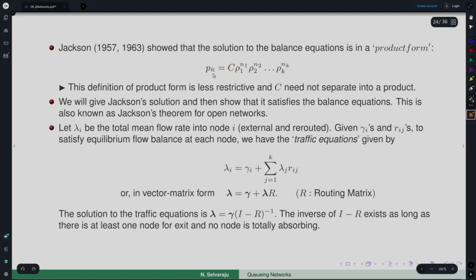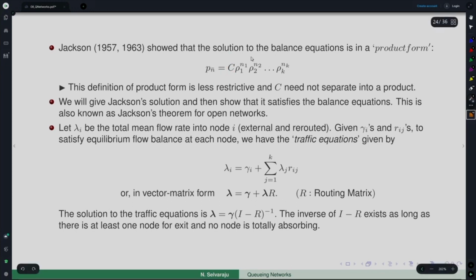we do not require in this form of definition that the C need separate into an actual product, right. But if it so happens that it is still a product, like in a series network case, it did happen that the C itself was separated into a product of the individual quantities. So, that was very nice. So, that is what is product form. Some people call that a product form, but this definition is less restrictive in the sense that C need not factor into products. Okay.